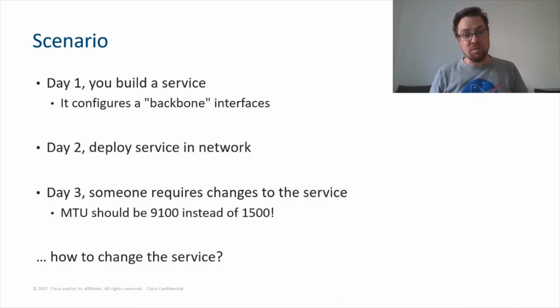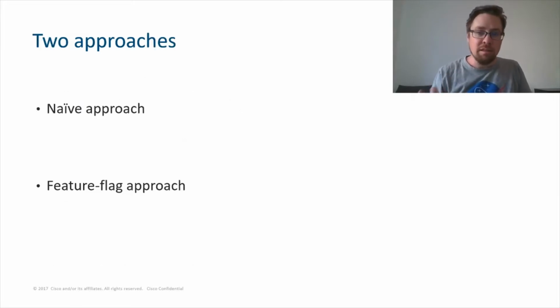We need to change our service, but how do we do that? And how do we do that in a controlled way? I think there are at least two approaches to this. The first one is what I call the naïve approach, and this is sort of the default really that you get with NSO. So as soon as you change a service template and you redeploy a service, this is the sort of behavior that you get. NSO will just figure out the changes that need to be done and will act accordingly. The second one is the feature flag approach, and that is really what this presentation is about. So we'll get to that shortly.